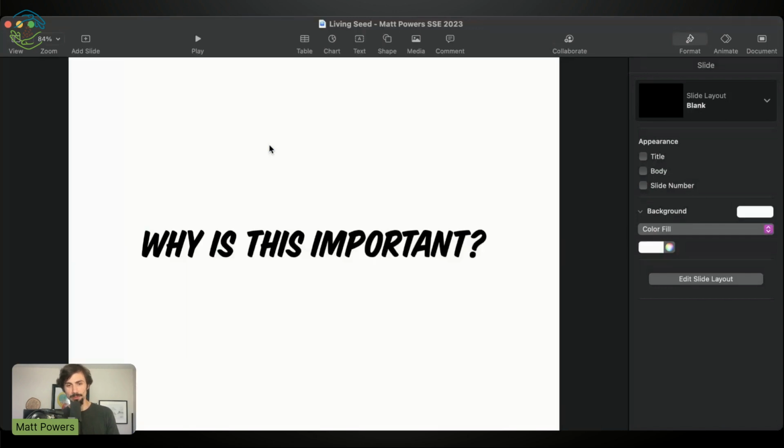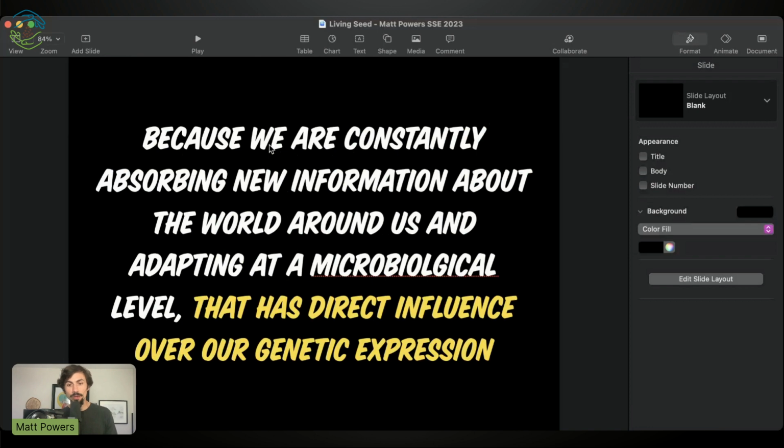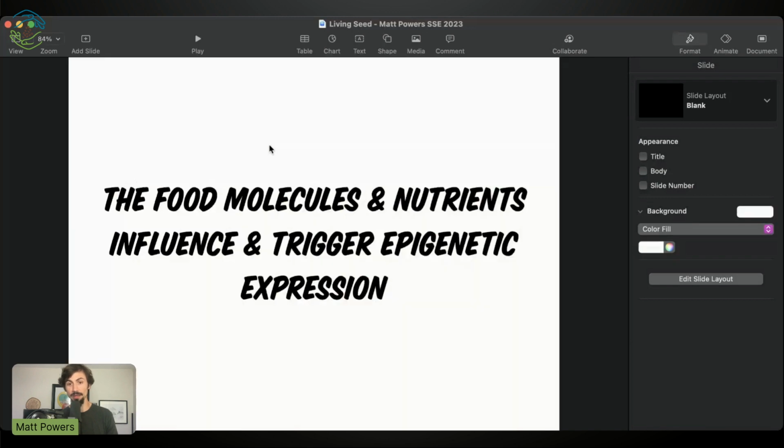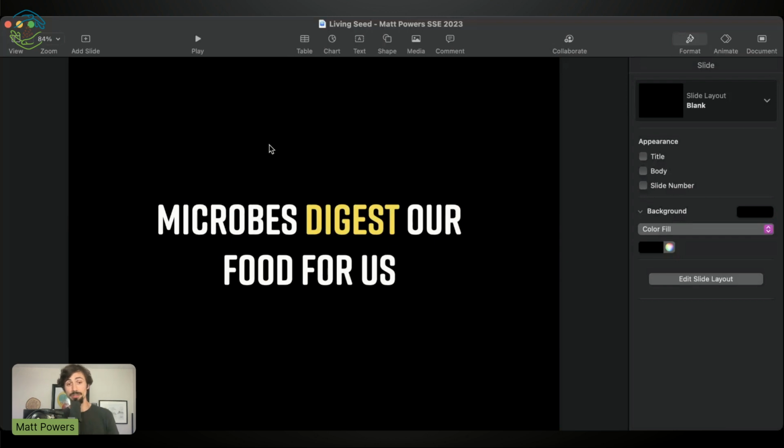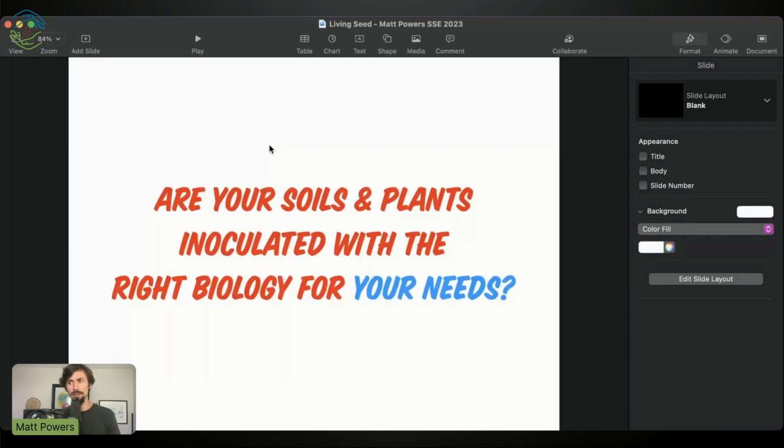So why is this all important? Well, because we are in direct relationship with the world around us, and it affects our genes in real time because we are microbially fed through the food and the microbes inside the food, and everything triggers our genes because microbes digest our food for us, just like they do for the plants. So if your soil or your plants aren't inoculated with the correct biology, we're going to fail in a variety of ways to provide what could have been.